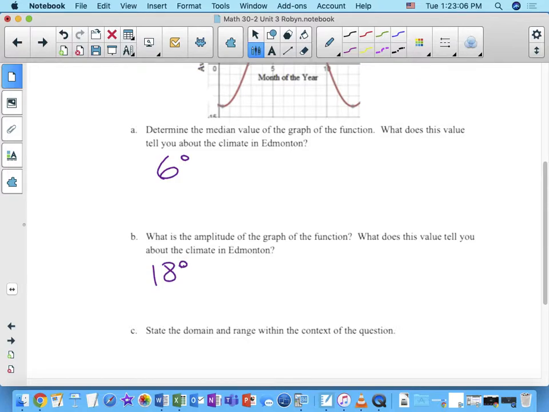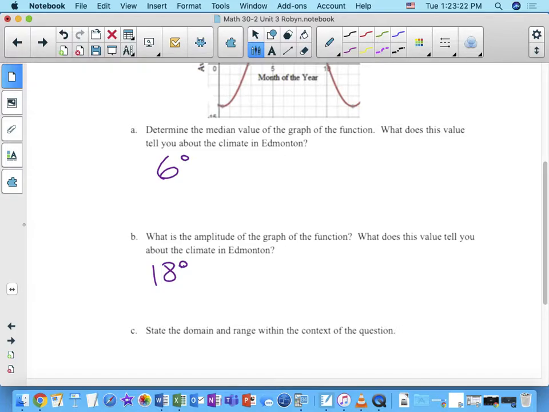And so we're going to have a very, very high amplitude in terms of our temperature throughout the year because there is a really, really big variance from the average. Okay, we're going to see very, very big differences from the average.